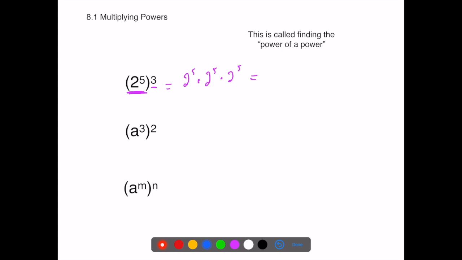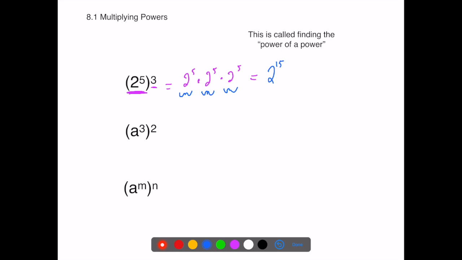Now, you could expand this if you wanted to, right? If I expanded that, I would have 2 times 2 times 2 times 2 times 2, 5 2's there. And then I would have another 5 2's there, and another 5 2's there. So I would have 15 2's, right? If I wanted to expand this all out, I would have 2 times 2 times 2, and I keep going until I have 15 2's. So note that this would be 2 to the 15th power.